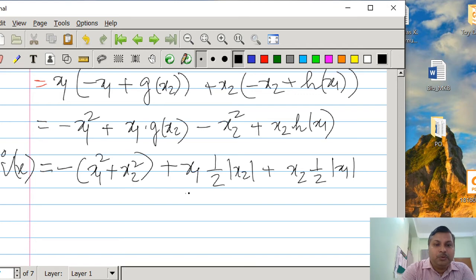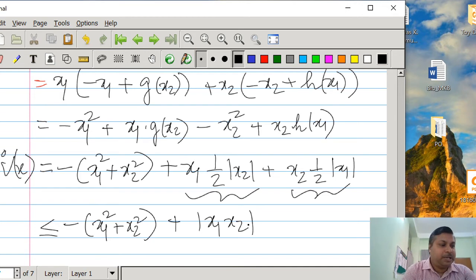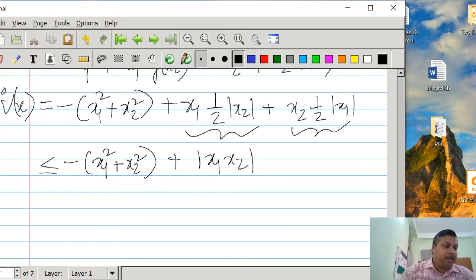So what will we do with these terms? We have to conclude something. So now from the properties of the modulus, we can write that x1 square plus x2 square, okay, plus we can write that it will always be less than or equal to the modulus of x1 x2. That you can verify from the properties of the modulus. And now what we can do with these terms, that is the mod of x1 and x2.